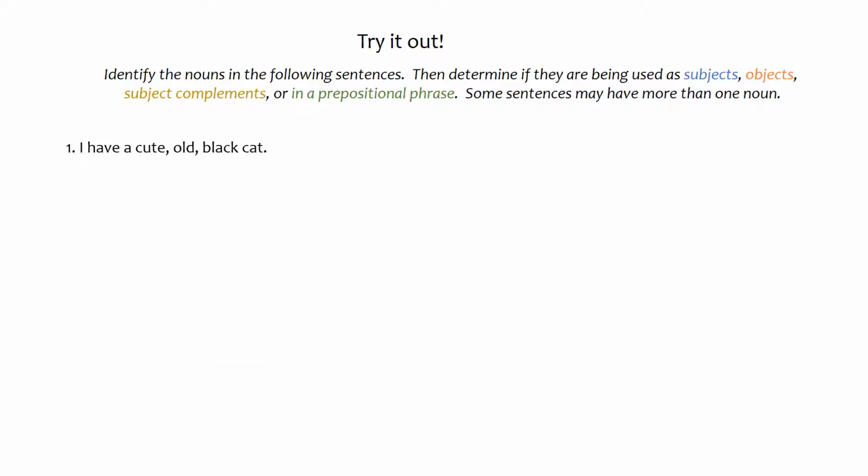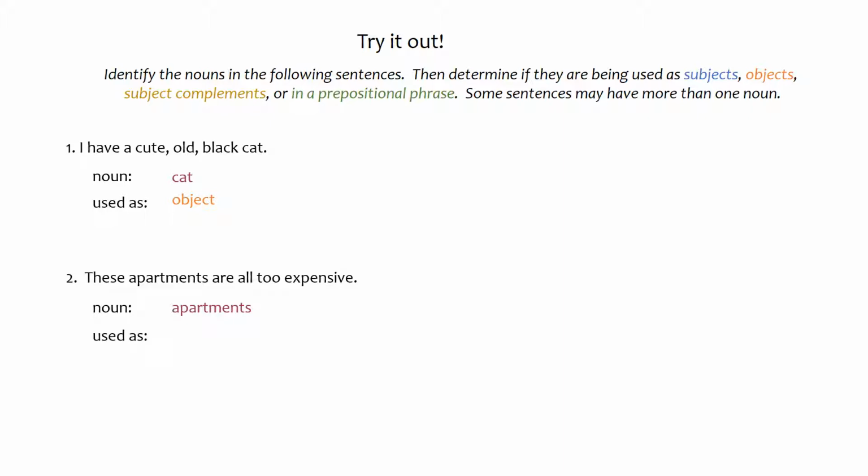Number 1. I have a cute old black cat. Can you identify the noun? Yes, it's cat. And how is it being used? As an object. Number 2. These apartments are all too expensive. Can you identify the noun? Apartments. And how is it being used? As the subject.